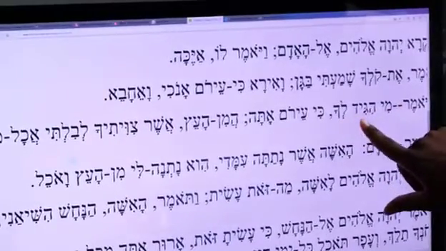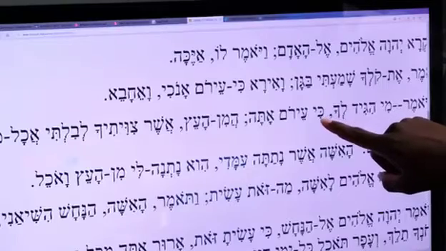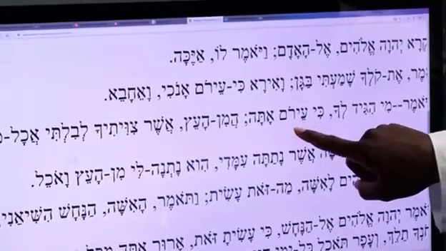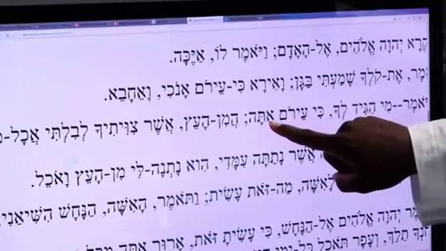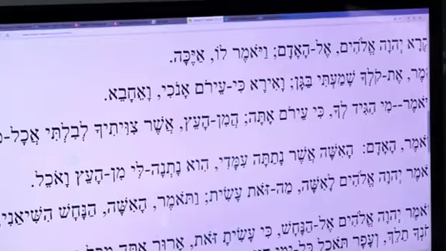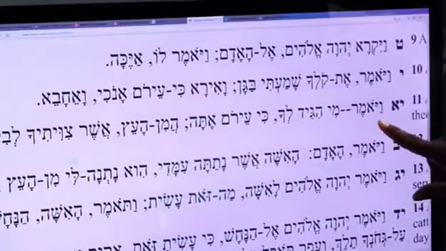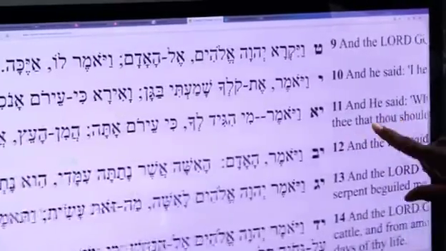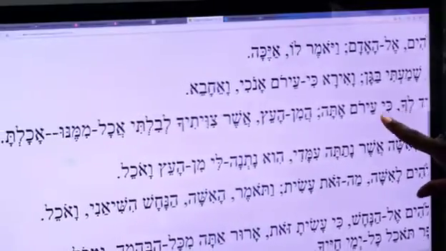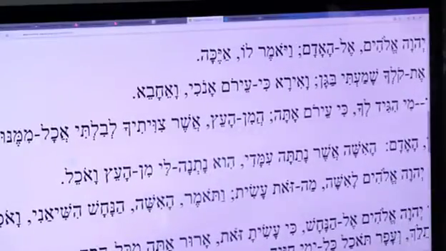Okay. So it says here, ayrom, naked, atah, which translates as you or thou art, or you are. All right, who told thee that you are naked, or that you were naked. So that's our example of atah.